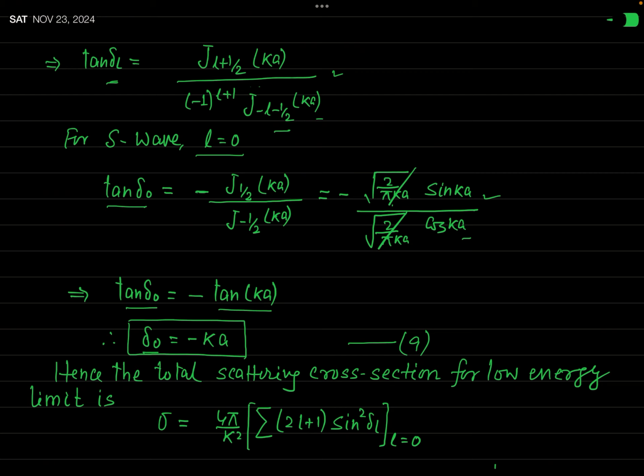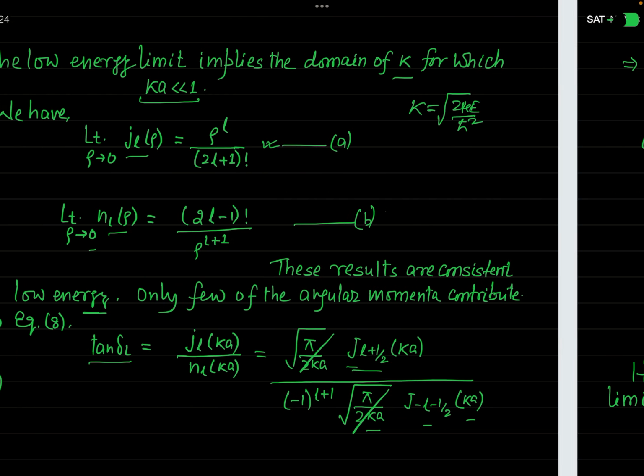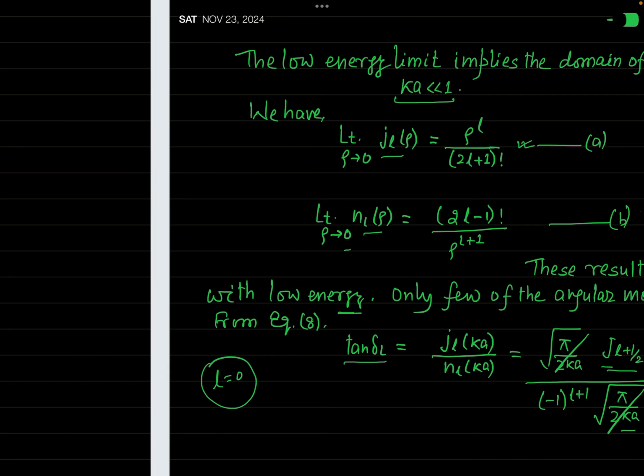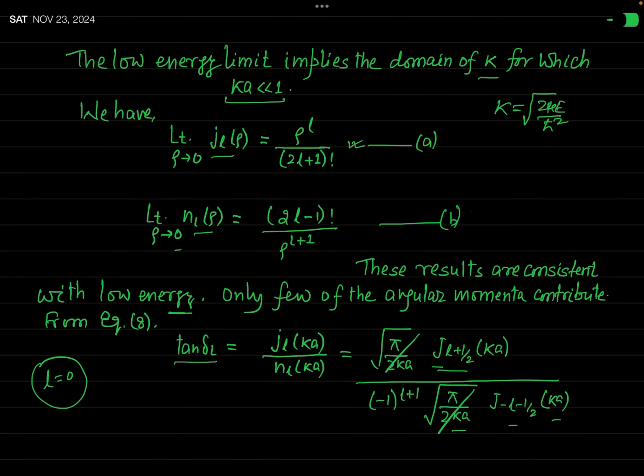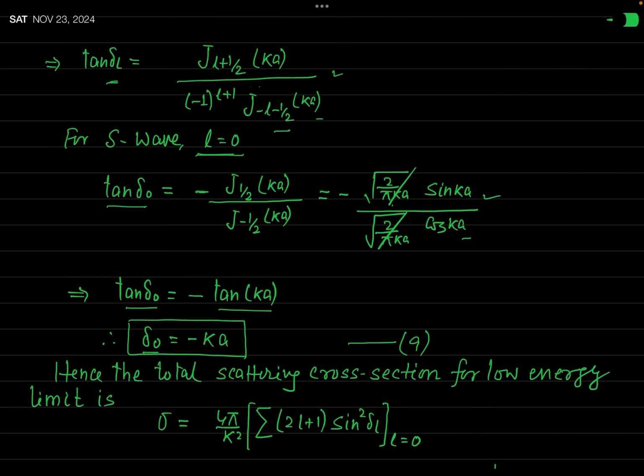In case of low energy limit, you must take L equal to 0. You have seen earlier that the expression for the total scattering cross section is this much. Now taking L equal to 0, we can obtain the total scattering cross section in this case: sigma equals 4 pi over K square, summation of 2L plus 1 times sine square delta L.